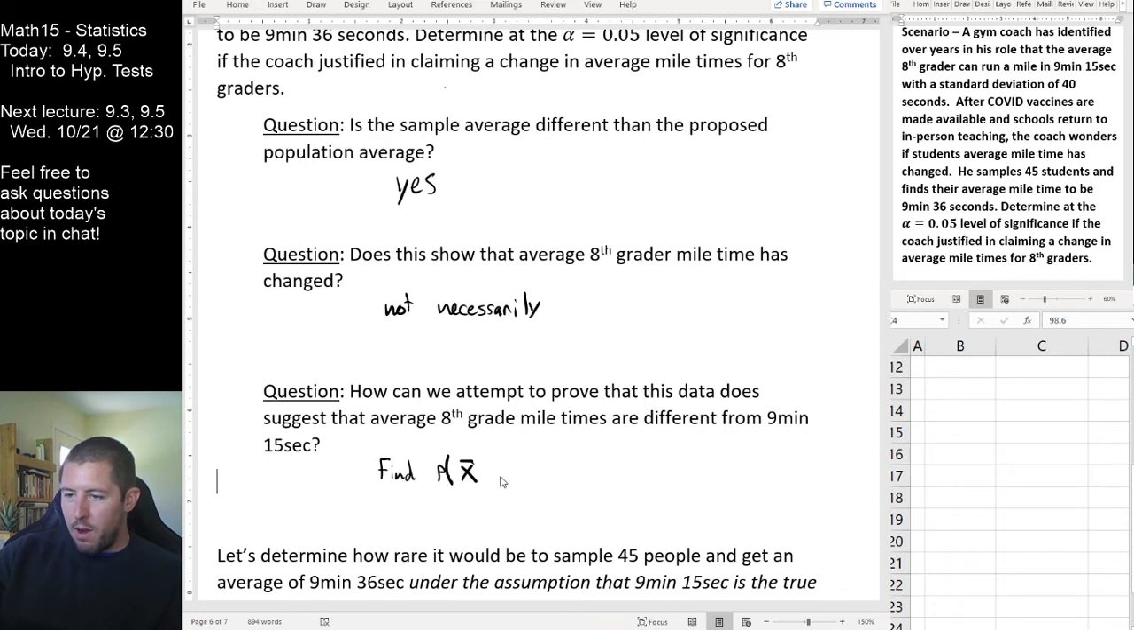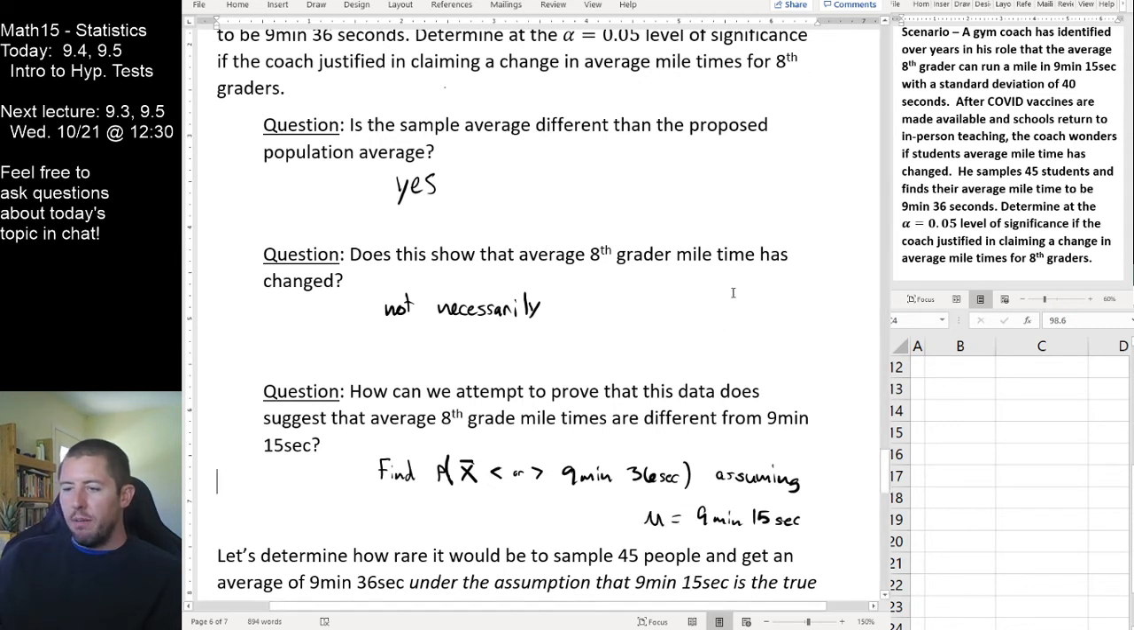Find the probability that x bar is less than or greater than the 9 minutes and 36 seconds, assuming 9 minutes, 15 seconds is actually what the population average is going to be. So we're going to find this probability. We're going to find exactly how rare it was to see this sample.